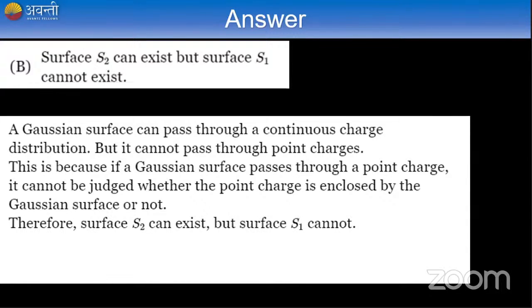So as I mentioned in the previous diagram, in my Gaussian surface the charge may be inside or may not be inside. But when my Gaussian surface passes through a line charge, then exactly, the charge will definitely be there. Okay. So this is the answer.